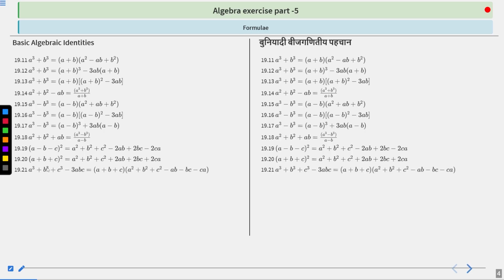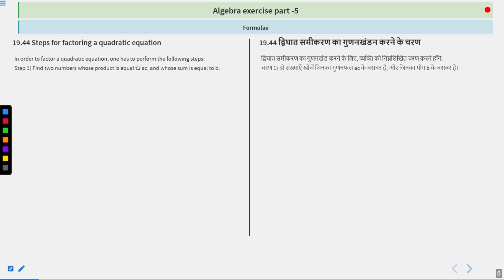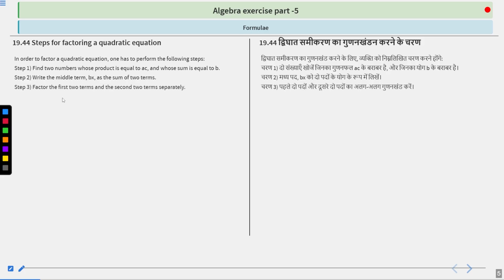Then a cube plus b cube plus c cube minus 3abc is equal to (a plus b plus c) into (a square plus b square plus c square minus ab minus bc minus ca). Now, next we have steps for factoring a quadratic equation. In order to factor a quadratic equation, one has to perform the following steps. Step 1. Find two numbers whose product is equal to ac and whose sum is equal to b. Step 2 is write the middle term bx as the sum of two terms. Then step 3, factor the first two terms and the second two terms separately.